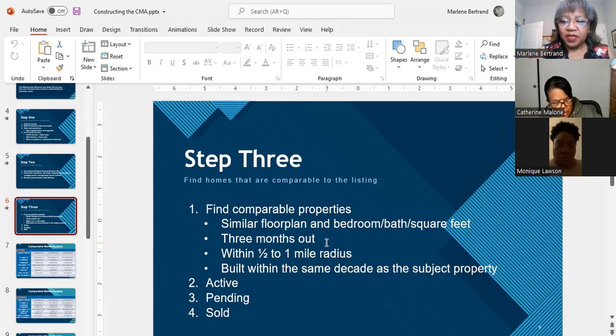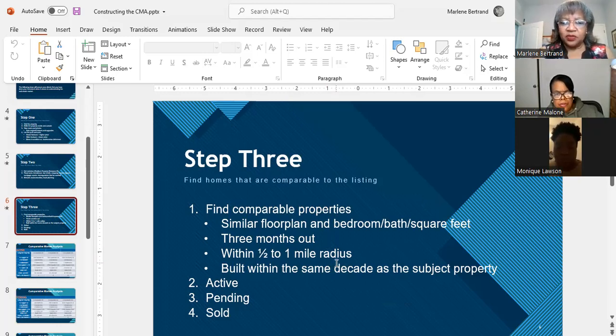You want to look for homes that are within half a mile to a 1-mile radius of the subject property. And you want to look for homes that are built within the same decade. So you don't want to be comparing a home built in 1905 to a home that was built in 2017. Those are 2 different homes built quite differently, with vastly different floor plans. How builders were thinking back then is different than how builders are thinking now. Plus the home is going to be way older and not command the same kind of pricing.